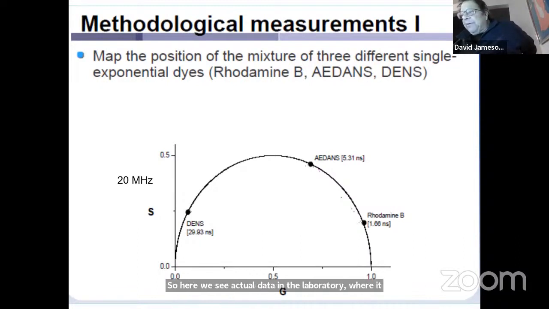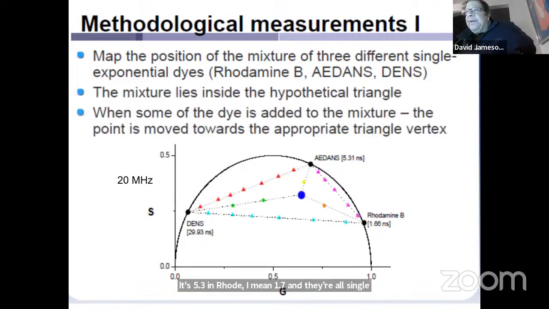and again, you can use any frequency you want in the cuvette measurements, we see three single exponential components: DNS about 30 nanoseconds, AEDANS 5.3, and rhodamine 1.7. And they're all single exponential, and they lie along here.